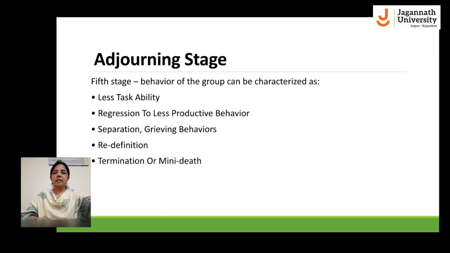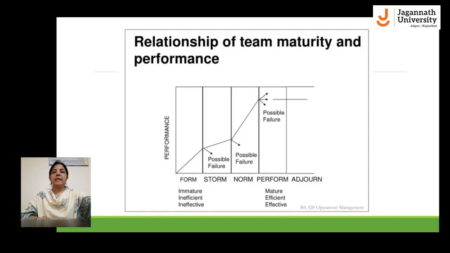And the adjourning stage, which is the last stage, is characterized by less task ability, regression to less productive behavior, separation, grieving behaviors, redefinition and termination of the membership from the group. Then there is a relationship of team maturity and performance.